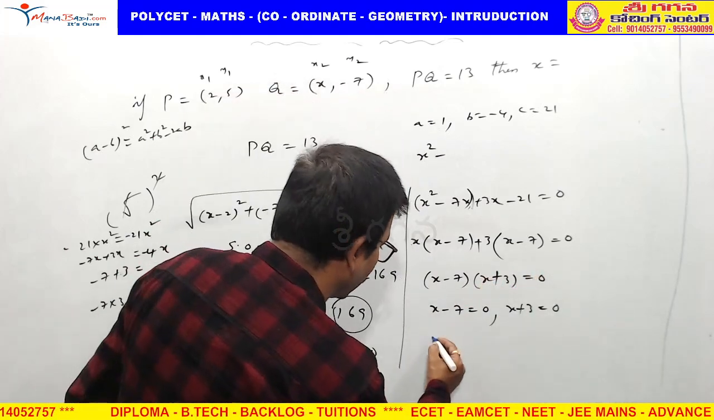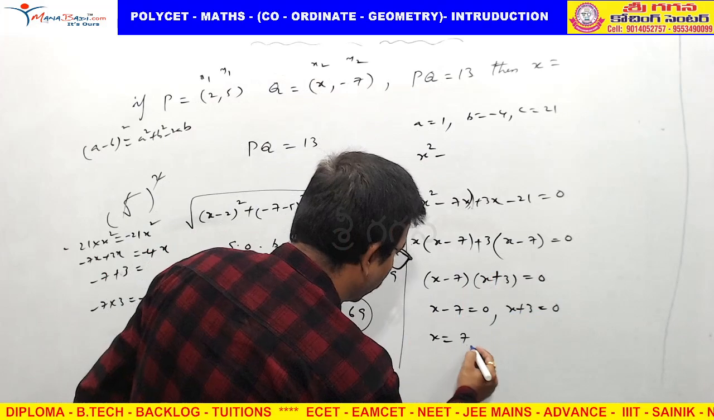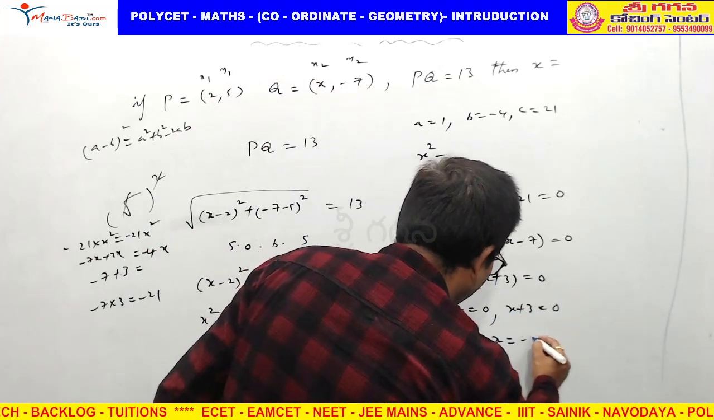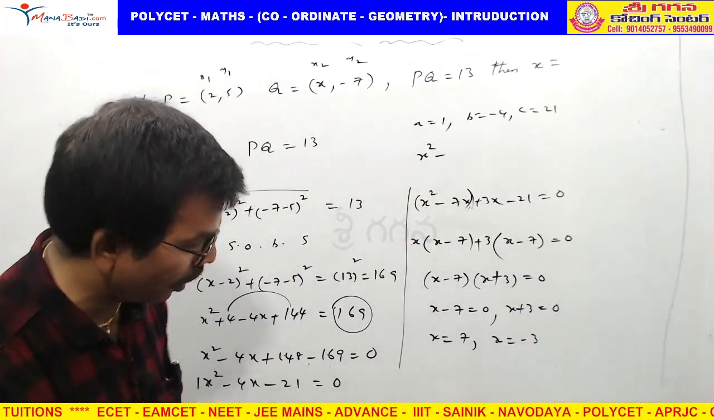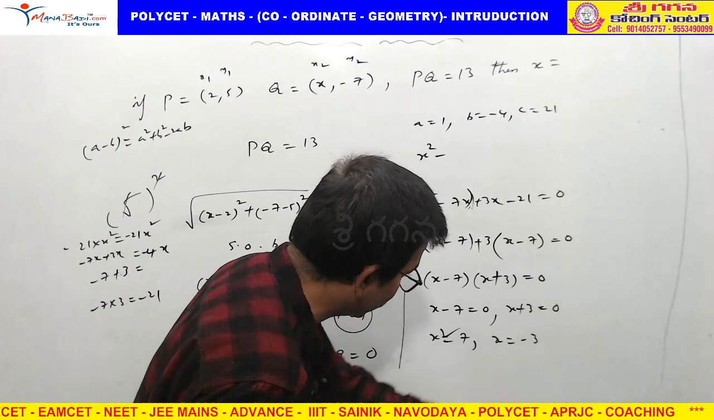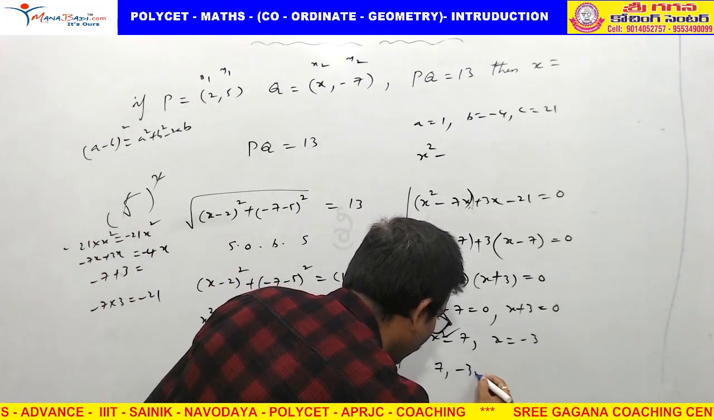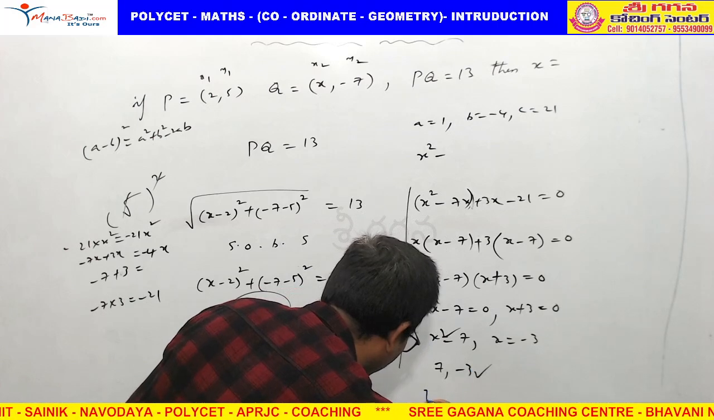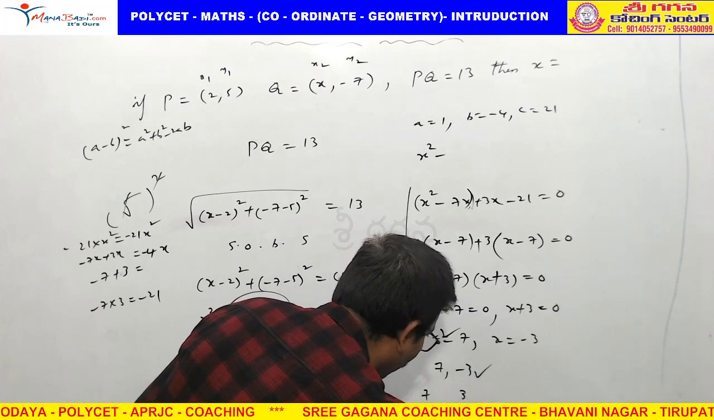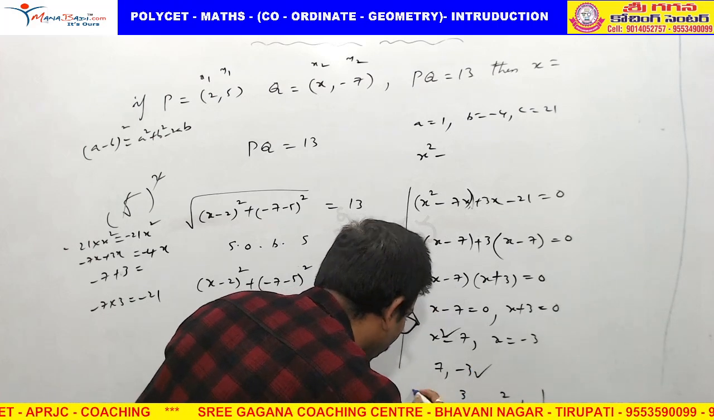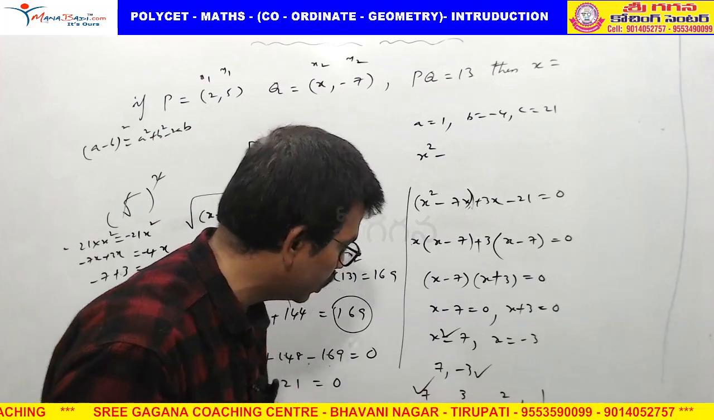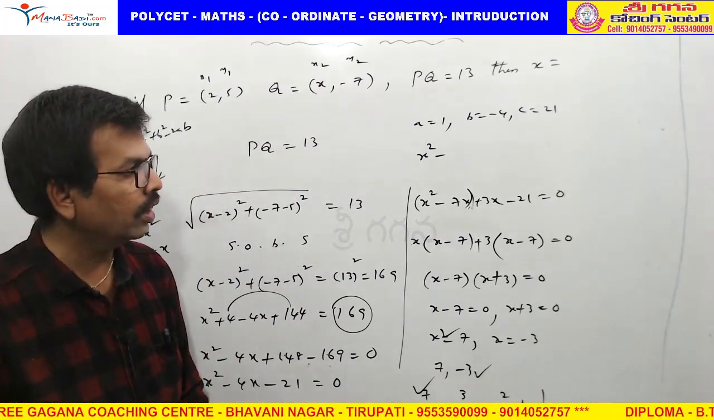If you bring the 7 to that side, because it is a negative value, you have to select based on the options. They have given 7, and minus 3 also. If they give both answers, that is the answer. Sometimes they will give only one answer, 7 or 3 comma 2, something like that. So here the answer is only 7. If they give two answers, you have to select two answers. So that is the answer.